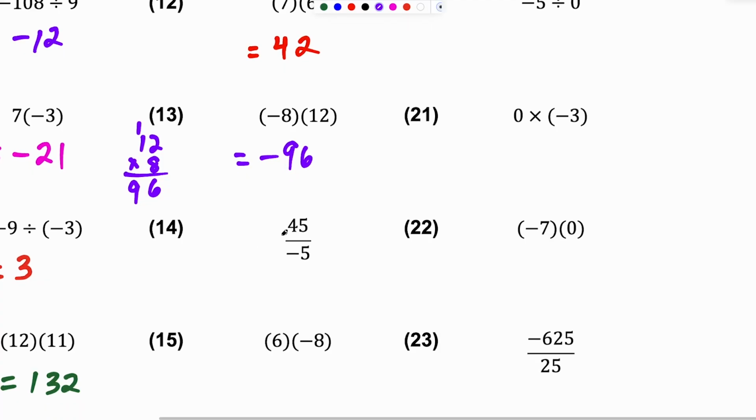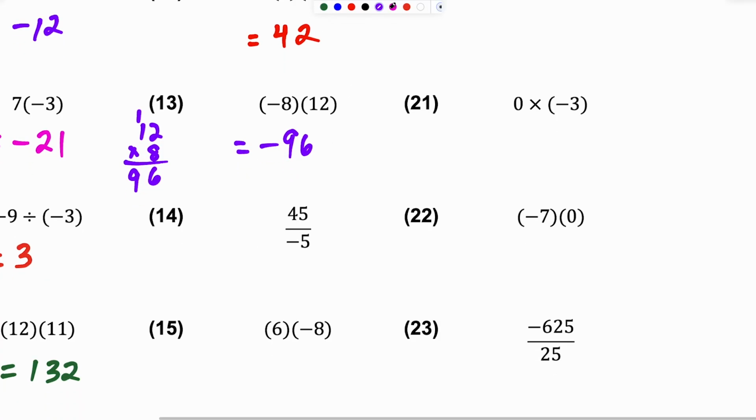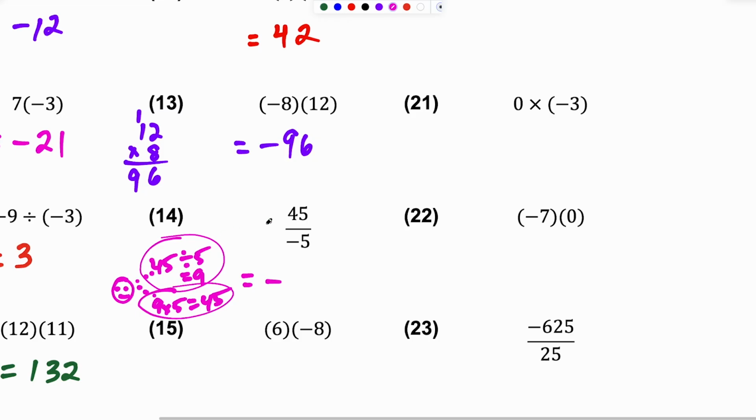So next up here, question 14. We've got 45 divided by negative 5. So we're doing a positive divided by a negative. So that quotient is going to come out negative. And then we just have to think here, what is 45 divided by 5? And 45 divided by 5 is 9. And the reason that's true is because 9 times 5 equals 45. So if you struggle with division, the key is to think about the corresponding multiplication fact, and that helps you get better at division. So here, this is equal to negative 9.